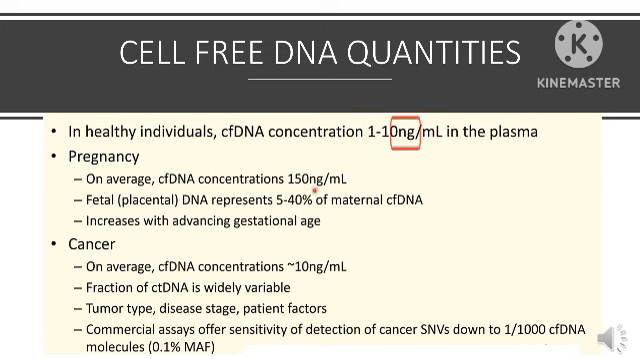In pregnancy, it is around 150 nanogram per ml. Again, this is contributed by both fetal as well as maternal cell-free DNA. As the gestational age increases, the cell-free DNA concentration will also increase in pregnancy. Whereas in cancer patients, on an average, it is around 10 nanogram per ml. And this fraction of cell-free DNA is widely variable. As we have seen, it depends in turn on tumor type, disease stage, and patient factors.